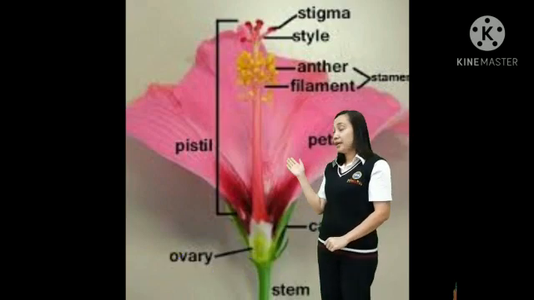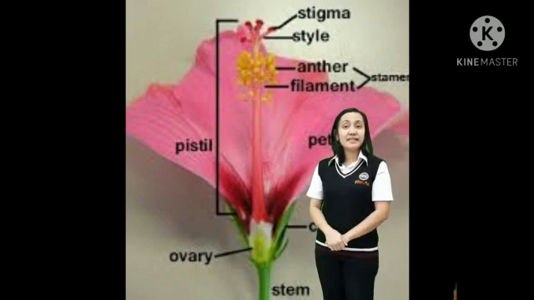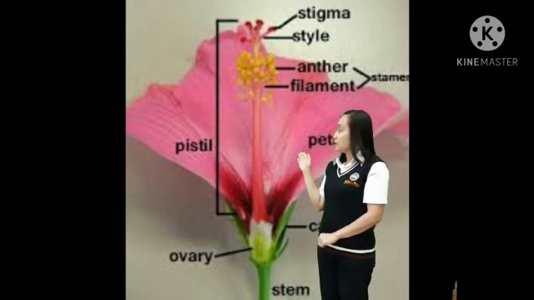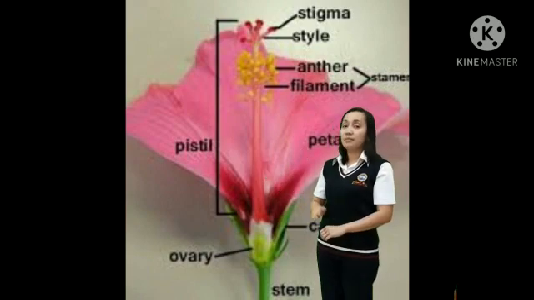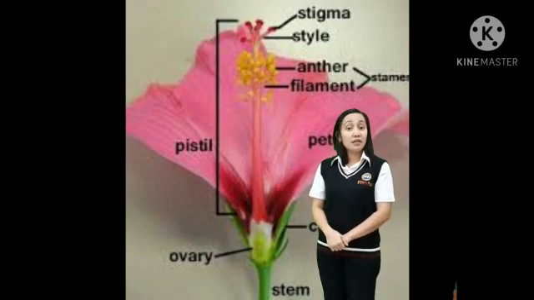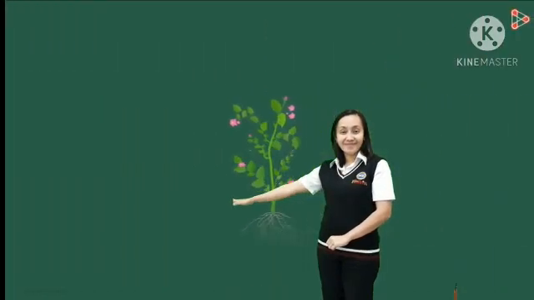...last week about flowering plants. Do you still remember this flower and its parts? Do you know that for flowering plants to reproduce, pollen grains must be transferred from the anther to the stigma of the same flower or another flower? This process is called pollination. Now, to explore more about pollination, let us watch this video.